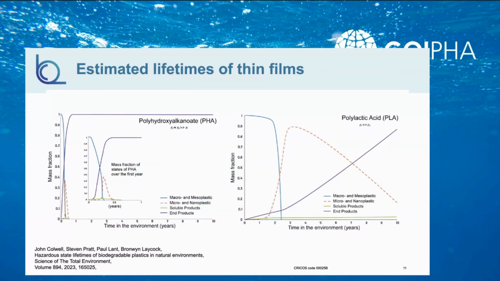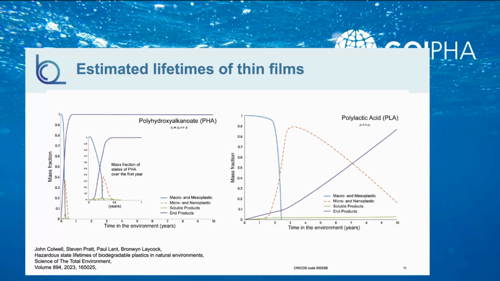So we did model and simulate a thin film, 20 micron thin film, and this is not in a surface environment, it's a benthic environment. So this is at the bottom of the water column, and PHA is modeled based on the available literature to have very rapid turnover of the hazardous states and end in soluble, non-hazardous end products very early on in the process for a thin film. By contrast, polylactic acid in our initial studies, which are based on very limited literature, might have much longer term lifetimes of micro and nanoplastics in the ambient environment, which might be a concern, a hazard in use.